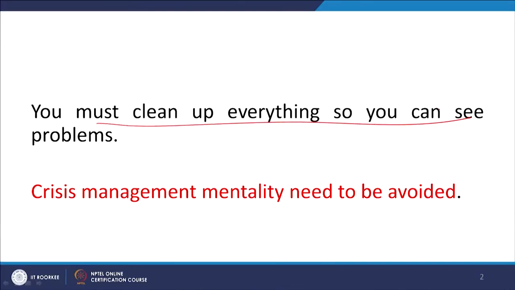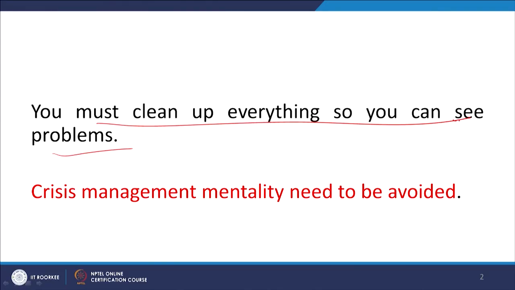Now, the basic idea of this visual control is that we need to have a neat and clean place where we are working. You can see the problems when things are messy, when there is a lot of stuff around your place of work, so you will not be able to identify where the problem is. And therefore, the idea of visual control is that if you have a completely neat and clean system, wherever there is the smallest problem, it will immediately be highlighted.